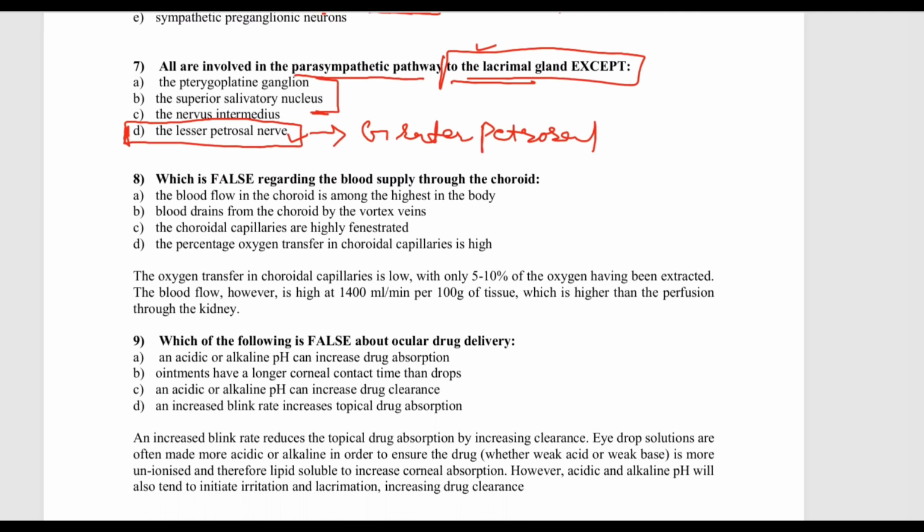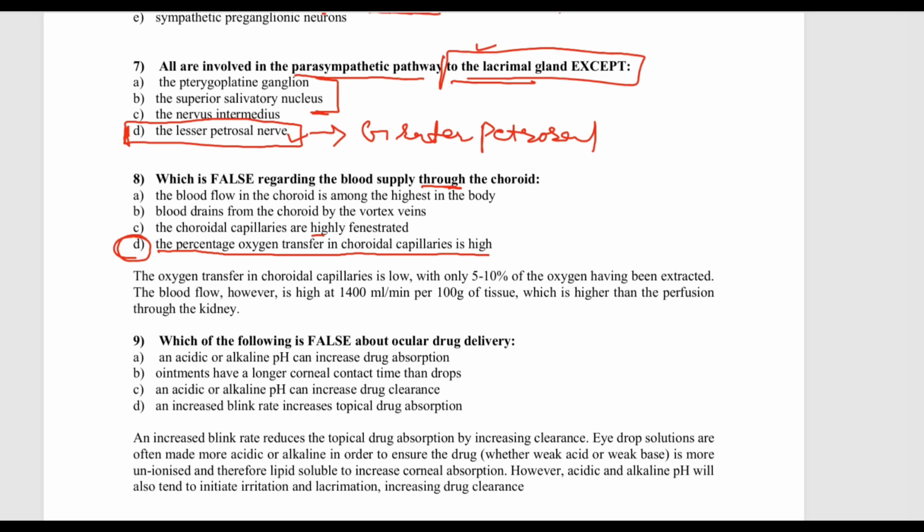Which statement is false regarding the blood supply through the choroid? The options are: blood flow in the choroid is among the highest in the body; the blood drains from the choroid by the vortex vein; choroidal capillaries are highly fenestrated; the percentage oxygen transfer in the choroidal capillaries is high. Here the option we have to choose is delta. The percentage oxygen transfer in the choroidal capillaries is high. No, this is not high.